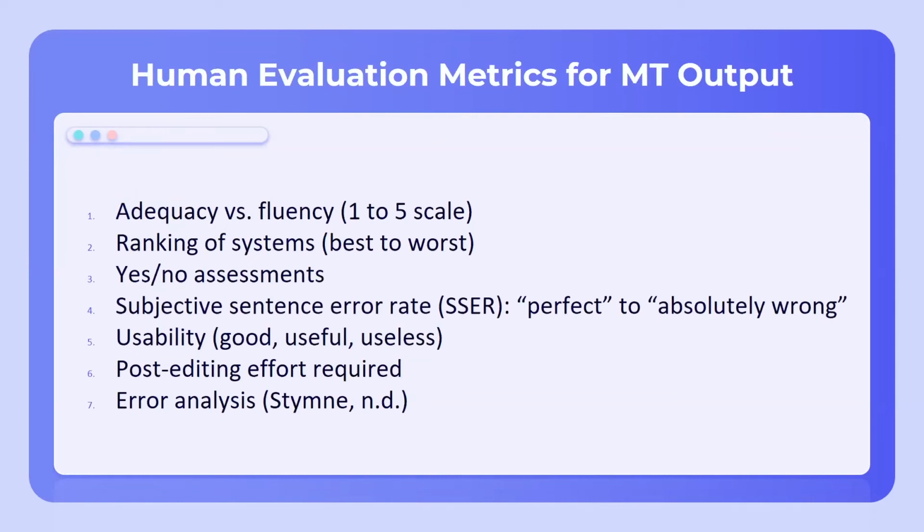So human evaluation metrics would consider the following criteria, and we will try this in tonight's workshop. For adequacy and fluency, there will be 5 scales from 1 to 5. And the ranking of different MT systems would be from best to the worst. And we also will use yes and no assessments. And we'll try to use the subjective sentence error rate from perfect to absolutely wrong.